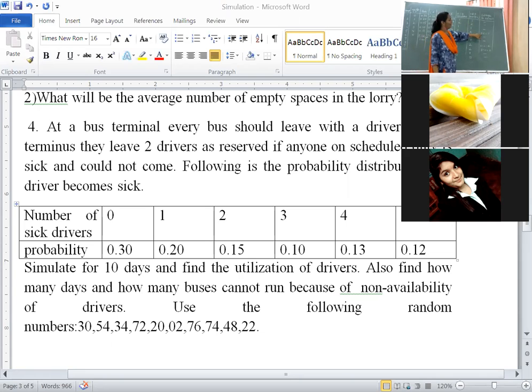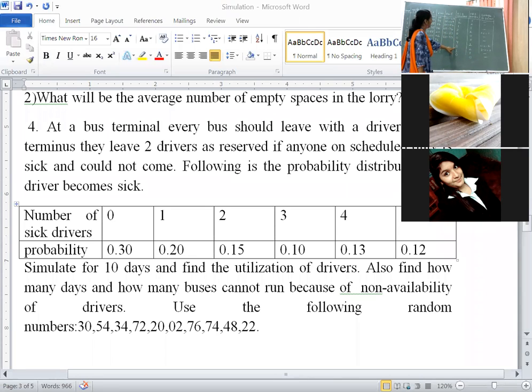That means 1 bus we cannot run because of no driver. 3 minus 2, 1. And fifth day, nobody is sick, that's why no shortage. Similarly, 6th day, 0, no shortage. And 7th day again, 4 drivers are sick. We are having only 2 drivers available. Those 2 drivers will run the bus. Then remaining 2 drivers, shortage.